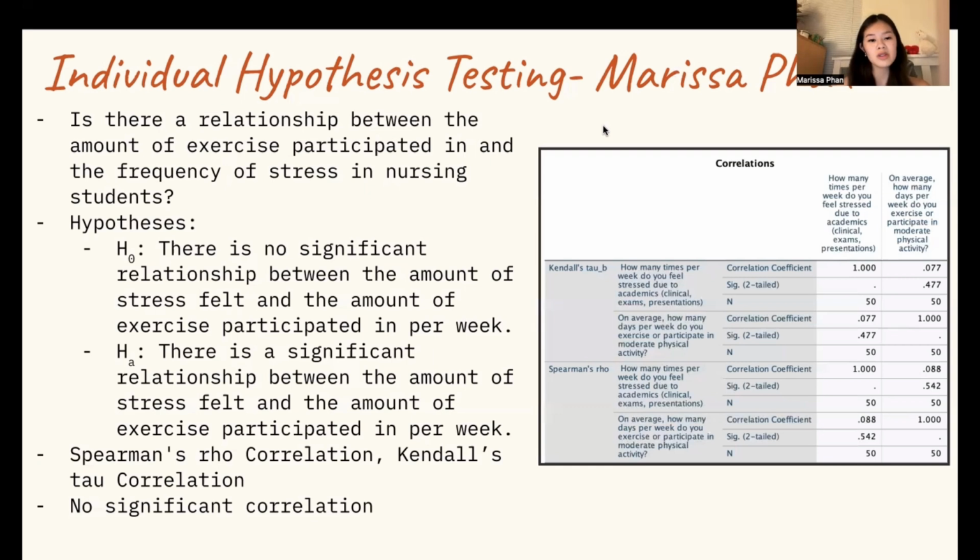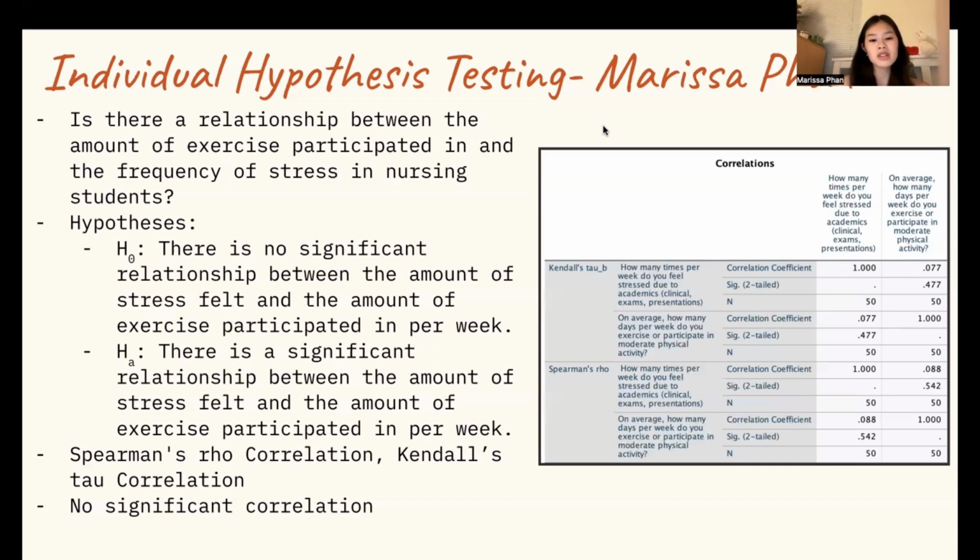In regards to the results from Spearman's Rho, there is no significant relationship because the correlation coefficient is 0.88. So R equals 0.88 and P is greater than 0.001. So this is considered a weak and non-significant relationship.